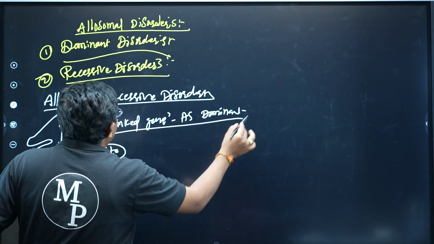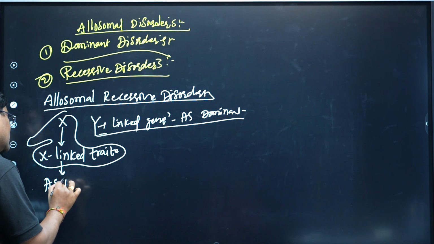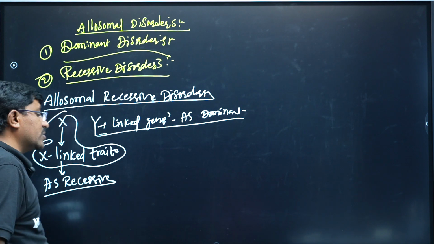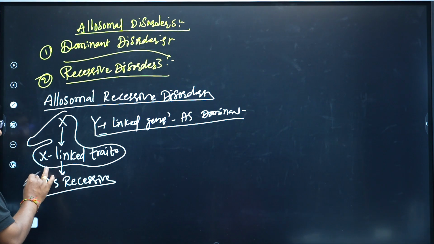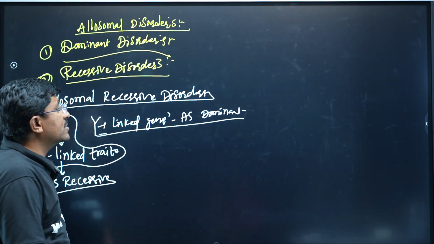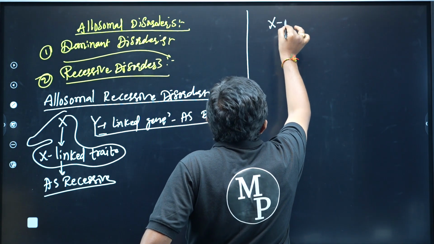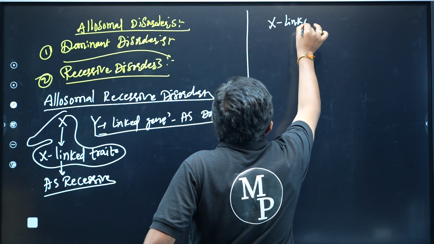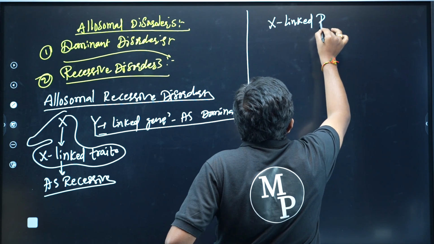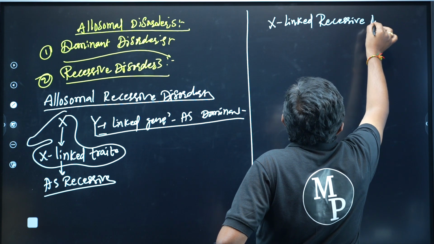Okay, not as recessive. But what genes are present on the X chromosome? These are present as a recessive condition only. That's why it is called X linked recessive disorders. X linked, because these genes are linked with the X chromosome only, and present as a recessive condition.